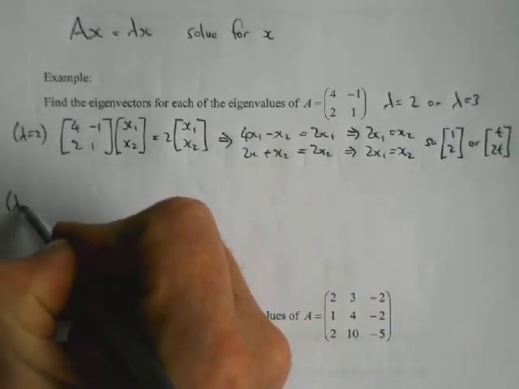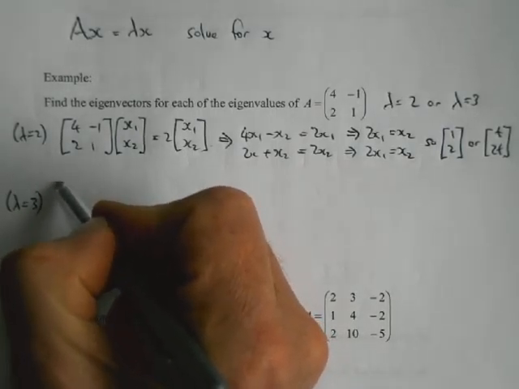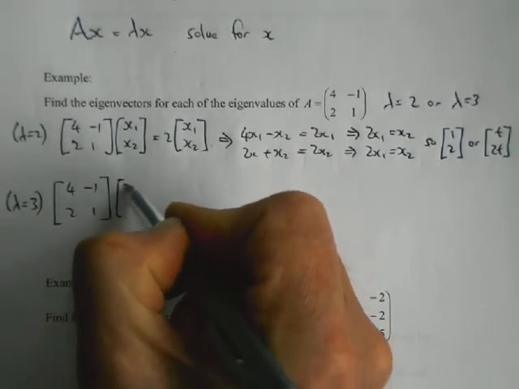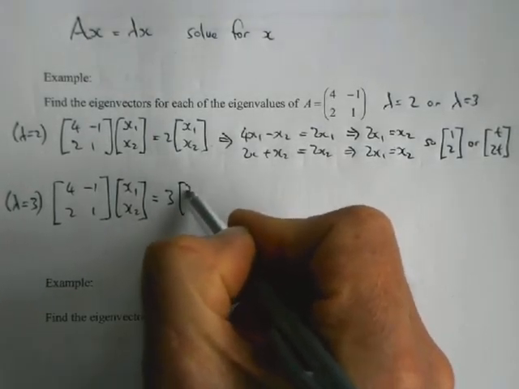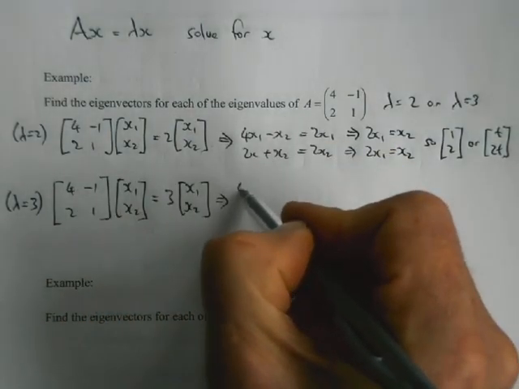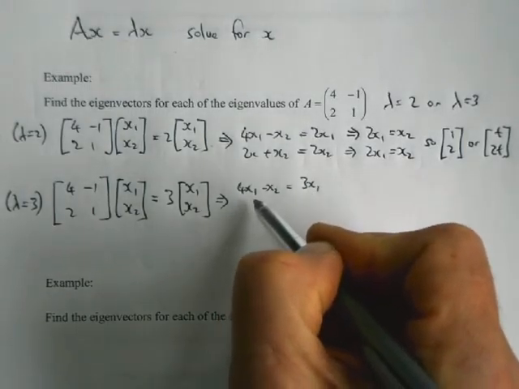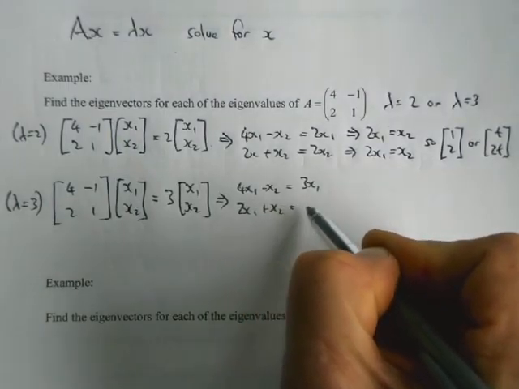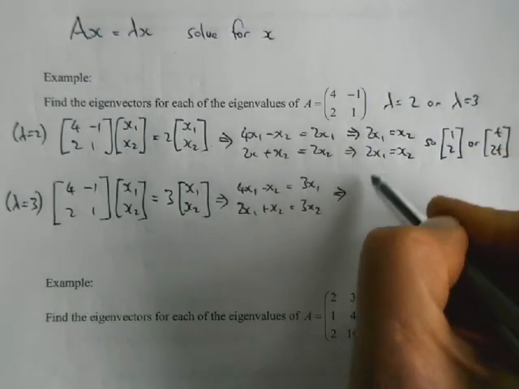And if we repeat the process for the situation with the eigenvalue being 3, we can have exactly the same thing, the matrix (4, -1; 2, 1) multiplied by our vector, and it's going to have to equal the eigenvalue times the vector. Do the multiplication, so 4 lots of x1 minus x2 equals 3 lots of x1. Same for the bottom line, 2 lots of x1 plus x2 equals 3 lots of x2.